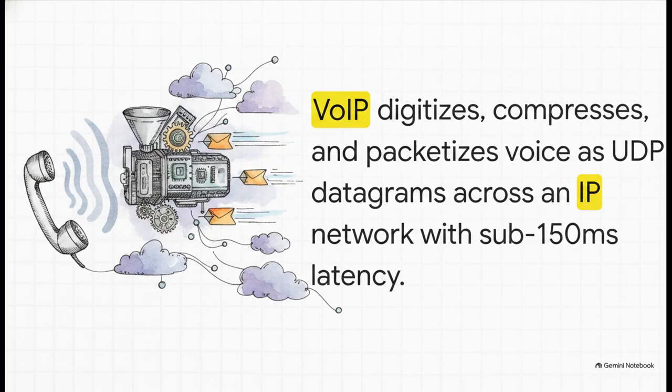Rather than holding that traditional 64 kilobits per second circuit open, VoIP digitizes the voice, compresses it, packetizes the data, and streams it as incredibly fast UDP datagrams across the exact same internet we use for web browsing. The only real catch here? It absolutely requires end-to-end latency below 150 milliseconds to keep the conversation sounding natural without awkward delays.